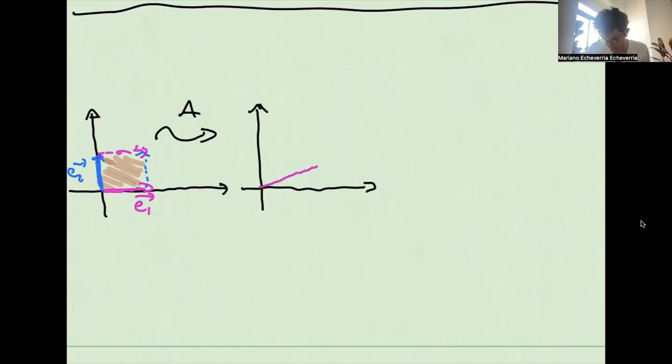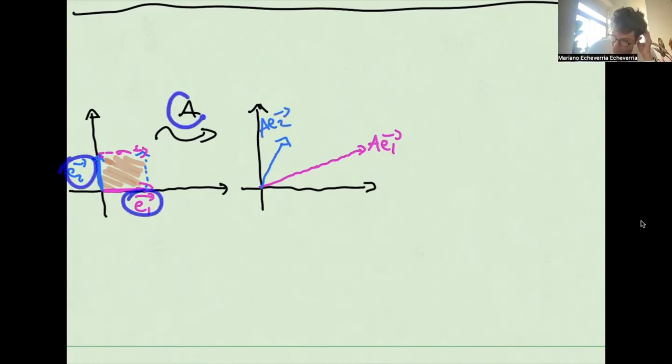You get a parallelogram here. Maybe it's a bit longer, so let me put it like A E1, and then you get a second vector here. Maybe this one becomes shorter. I don't know. So you can put here A E2. But what I'm saying is that when you multiply each of these vectors individually by A, you get a new vector. In general, the new vectors may not remain perpendicular, and their lengths may be different compared to the original length. But regardless of that, you get a new parallelogram.